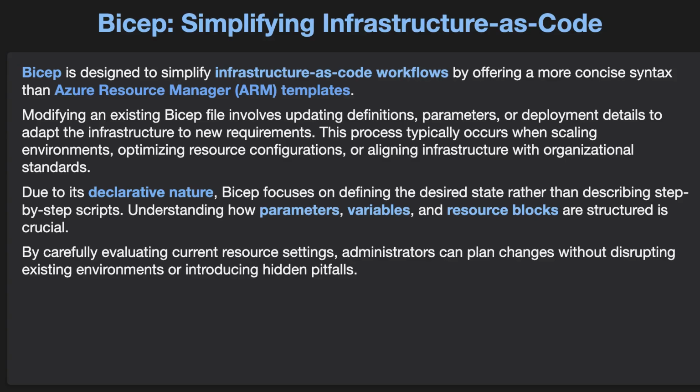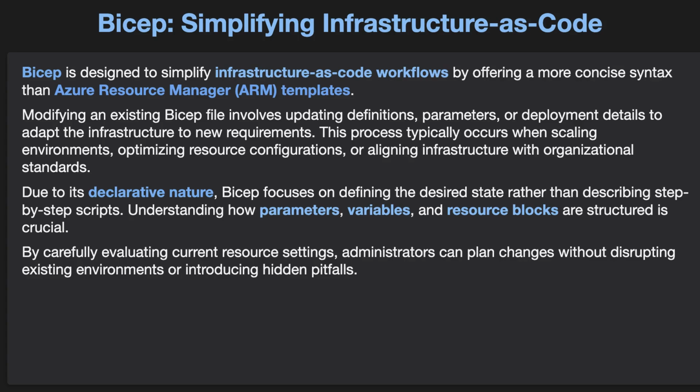Bicep is designed to simplify infrastructure as code workflows by offering a more concise syntax than Azure Resource Manager, ARM, templates. Modifying an existing Bicep file involves updating definitions, parameters, or deployment details in order to adapt the infrastructure to new requirements. This process typically occurs when scaling environments, optimizing resource configurations, or aligning infrastructure with organizational standards. Due to its declarative nature, Bicep focuses on defining the desired state rather than describing step-by-step scripts.